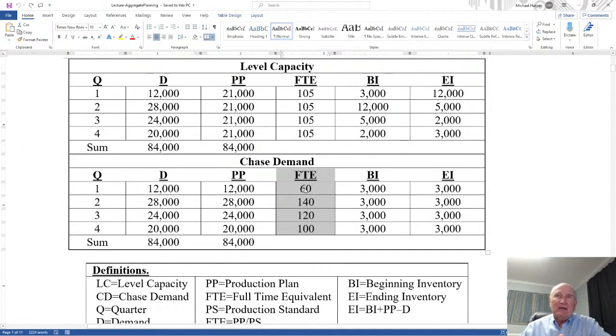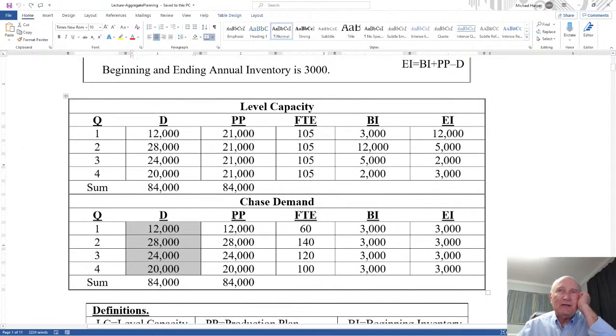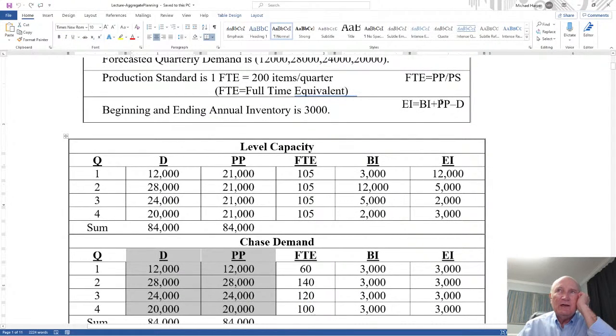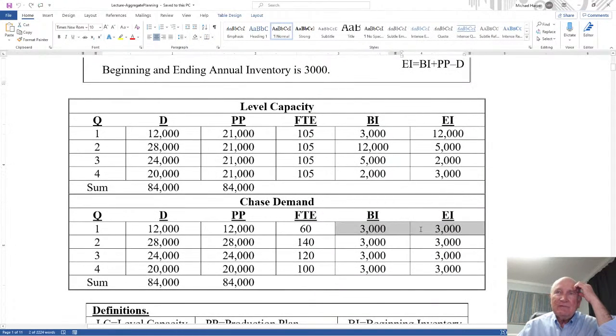This chase demand goes up and down, and the pattern of increasing and decreasing the FTEs is the pattern contained in the demand. Since the production and demand are the same, when we come to inventory, they cancel out. So the beginning inventory and ending inventory are all going to be equal.